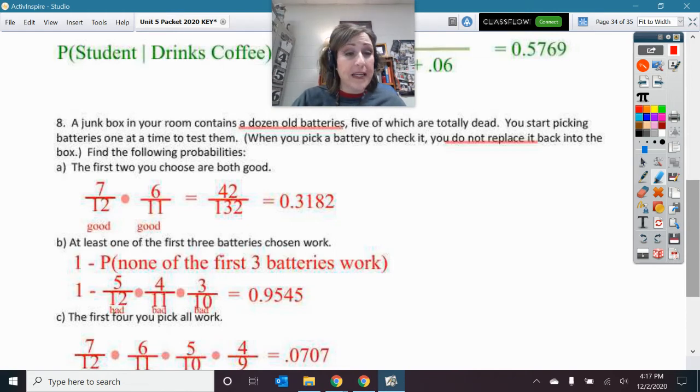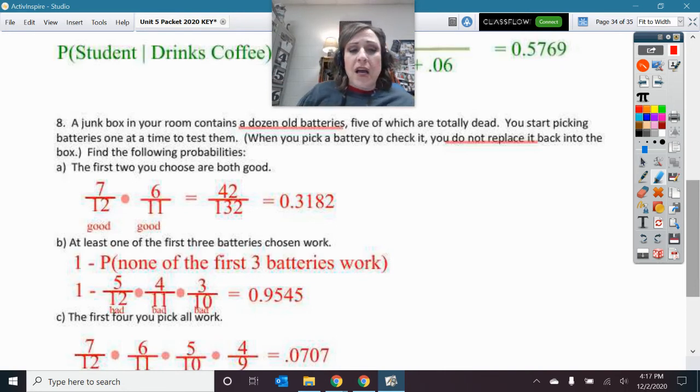Anyway, you start picking batteries out one at a time to test them. When you pick a battery to check it, you do not replace it. Okay, so I did remind you of that fact. The original prompt did not have that fact in there. I wanted to give you that hint so that you didn't just do this problem completely wrong. Because, especially when we have such a small sample, picking out one of those pieces and keeping it out affects that probability. The next one is a much different probability.